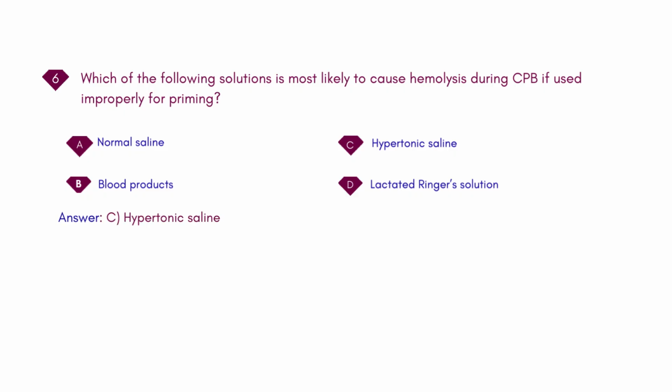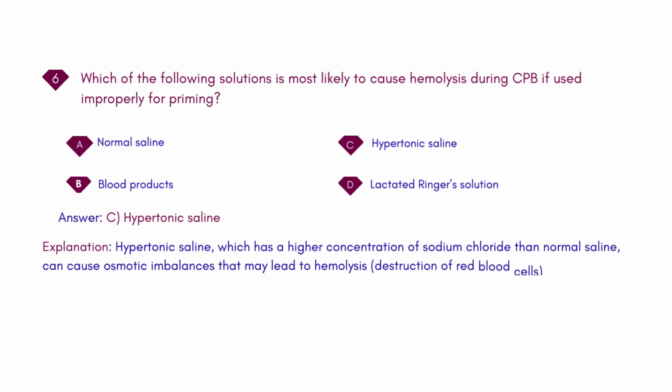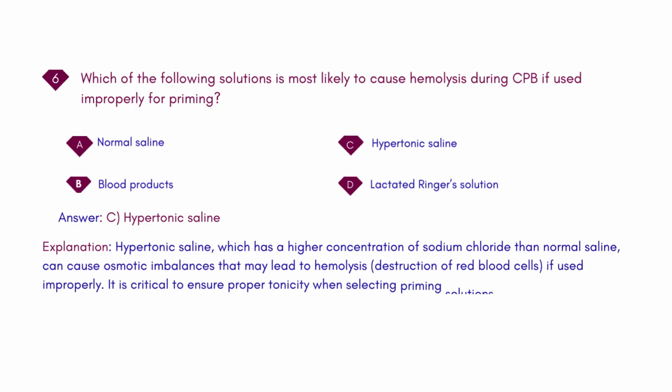Answer: C. Hypertonic saline. Explanation: Hypertonic saline, which has a higher concentration of sodium chloride than normal saline, can cause osmotic imbalances that may lead to hemolysis, destruction of red blood cells, if used improperly. It is critical to ensure proper tonicity when selecting priming solutions to avoid adverse effects.